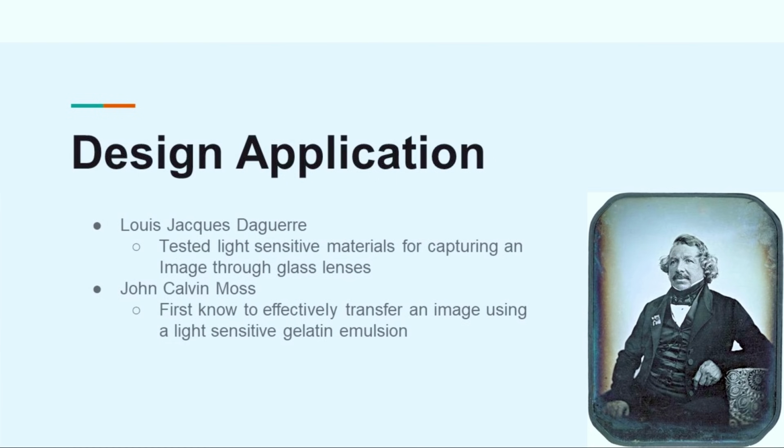Then you have John Calvin Moss, who was the first to effectively transfer an image using a light-sensitive gelatin emulsion. And if you know anything about 35 millimeter photography, film photography, you know that concept was refined through the generations to be able to transfer images. So these two guys are really the leaders of photography. And as we know, photography has been absolutely crucial in the graphic design industry.